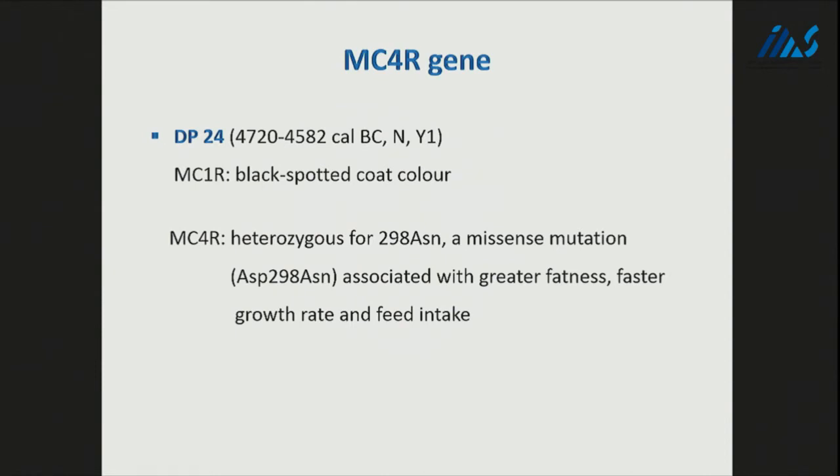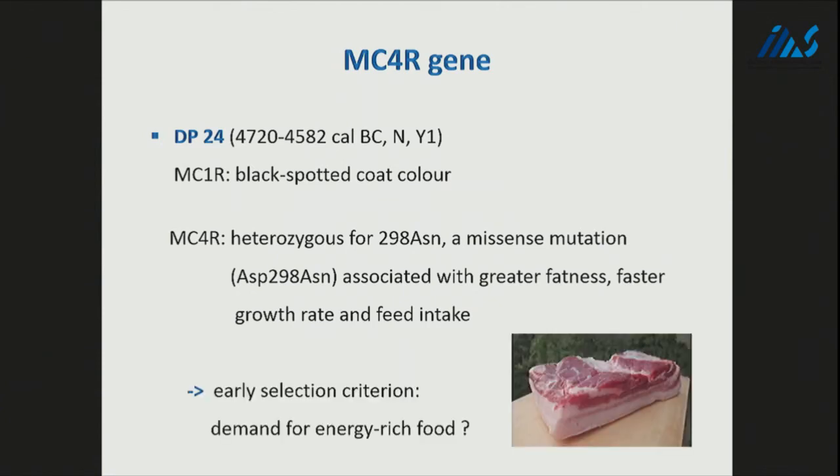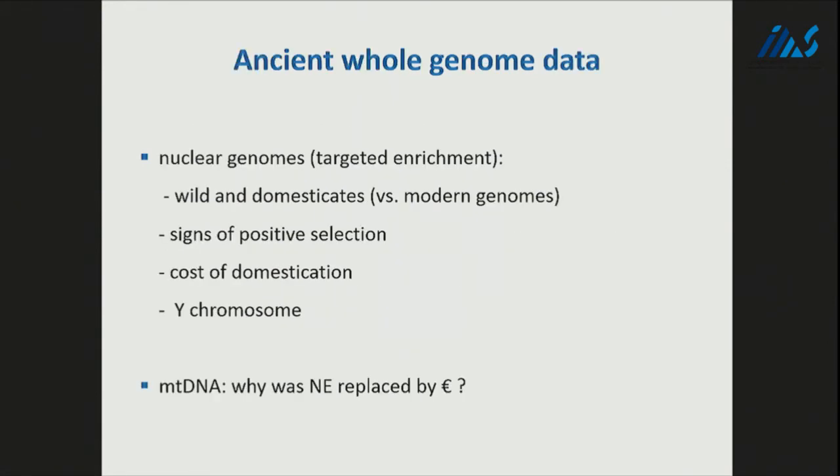And we found that this animal is heterozygous for a very well-known missense mutation in modern breeds. It's associated with greater fatness, faster growth rate, and feed intake. Even though it's only heterozygous, this mutation acts in a gene dosage-dependent manner. So animals today that carry this mutation in a heterozygous state are fatter and heavier than homozygous wild-type animals. So it seems that early on they went for the bacon, and energy-rich food might have been a selection criterion.